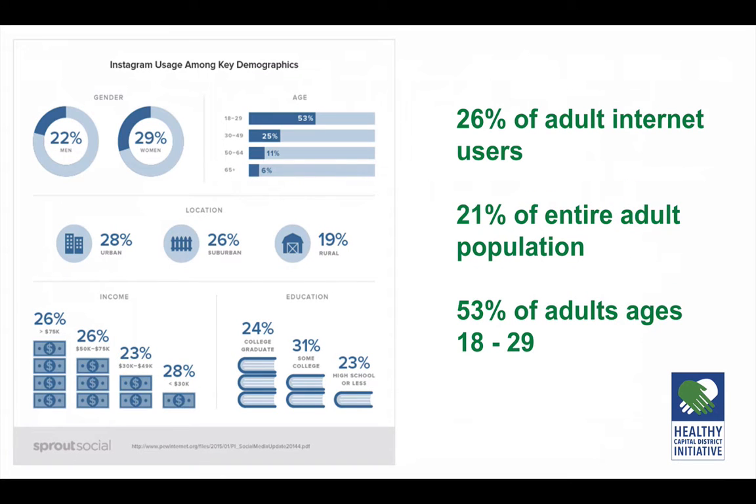Instagram. So 26% of the adult users, 21% of entire adult population, but 53% of adults age 18 to 29. And we don't exactly have the data for the adolescents, but as we said before, we really do expect it to be very comparable, if not slightly larger, because what we've seen is a very strong movement toward image-based communications.